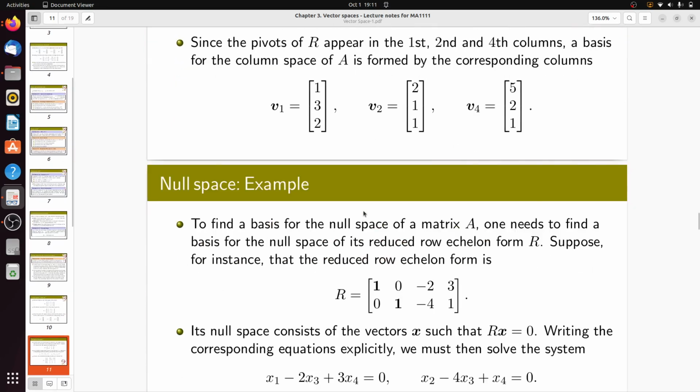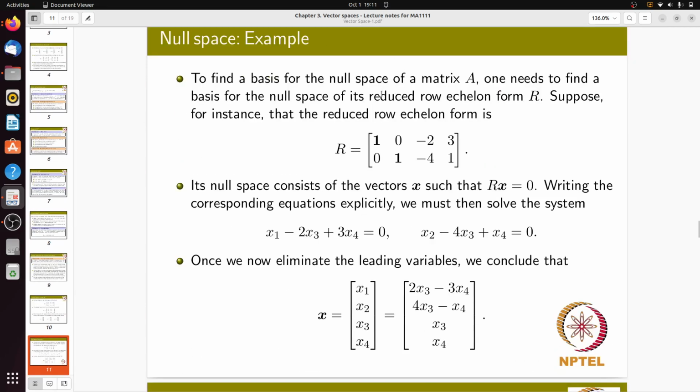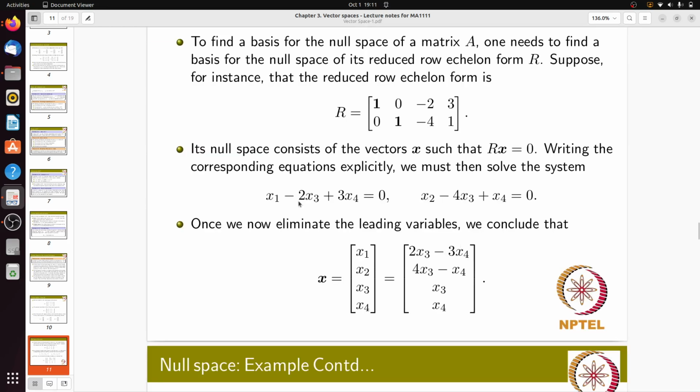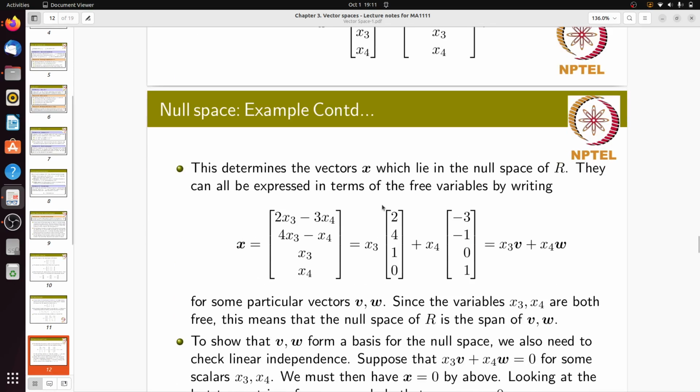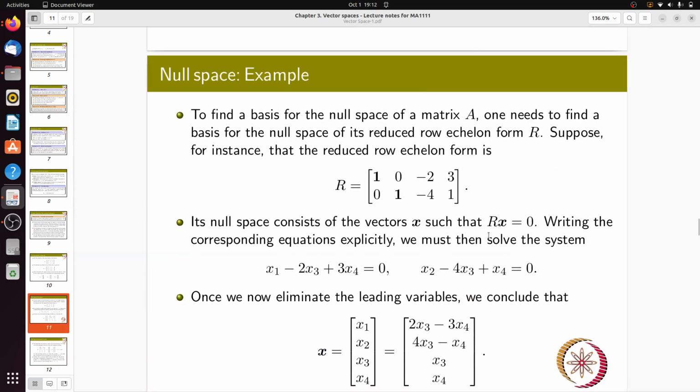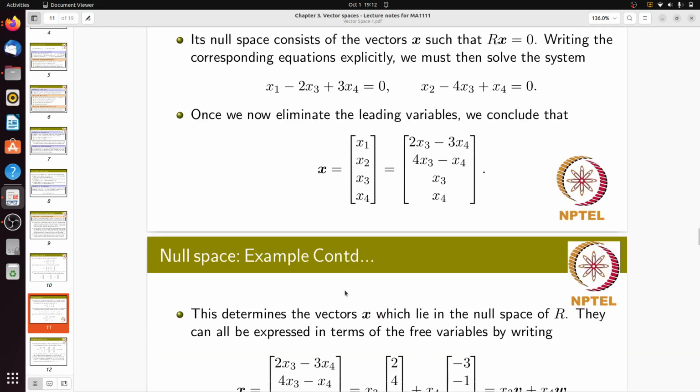There are some notes on how to determine the null space. If you have a matrix, see, if you want the null space of this, you just write 1 0 minus 2 3, 0 1 minus 4 1. You put one vector here, x1, x2, x3, x4. Then you multiply this matrix with that vector and you solve these two equations. There are four unknowns and two equations. So you can take x3 equal to 0 and then solve for x1, x4, or you can use the pivoting technique. That is how you can find the null space of the matrix.